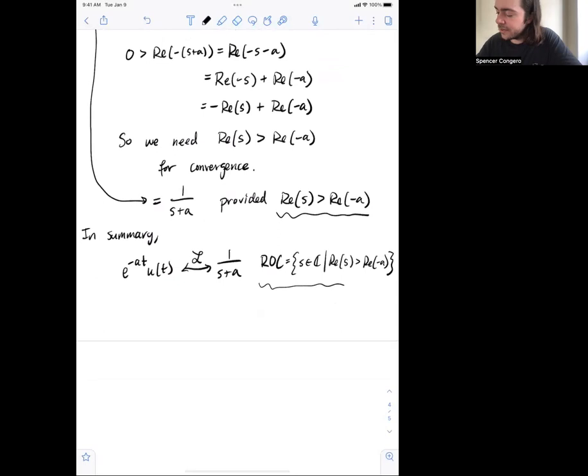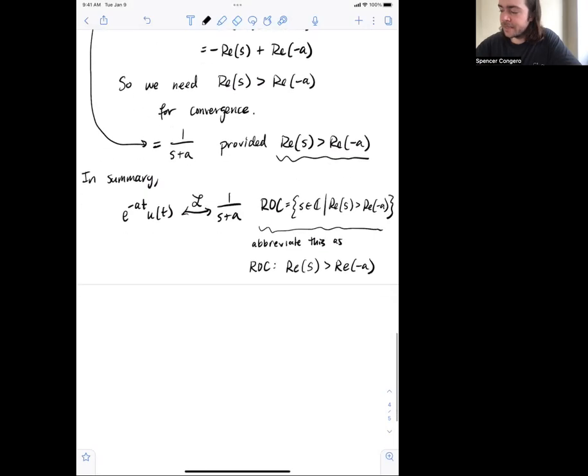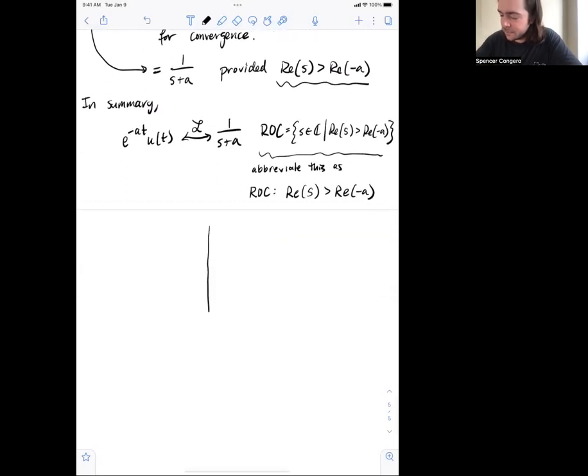And this whole thing over here is sometimes abbreviated. We abbreviate this as just the ROC, and instead of writing all this set notation, we usually just say the condition: the real part of s is greater than the real part of negative a. Okay, so let's see an example of what the ROC might look like for a certain a value.